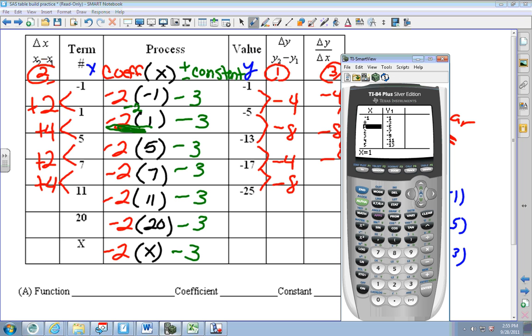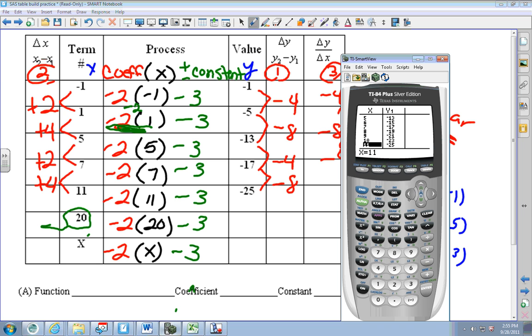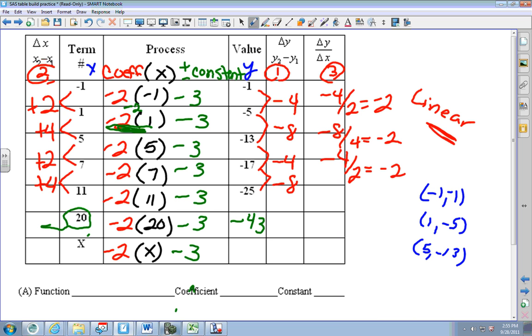Then I have 1 and -5, 5 and -13, sure do, 7 and -17, 11 and -25, yes. They want to know, though, when x is 20, what is y? So let me see here if I can get to my calculator here. Let's go down here and find where x is 20. Y is -43. So I have -43.